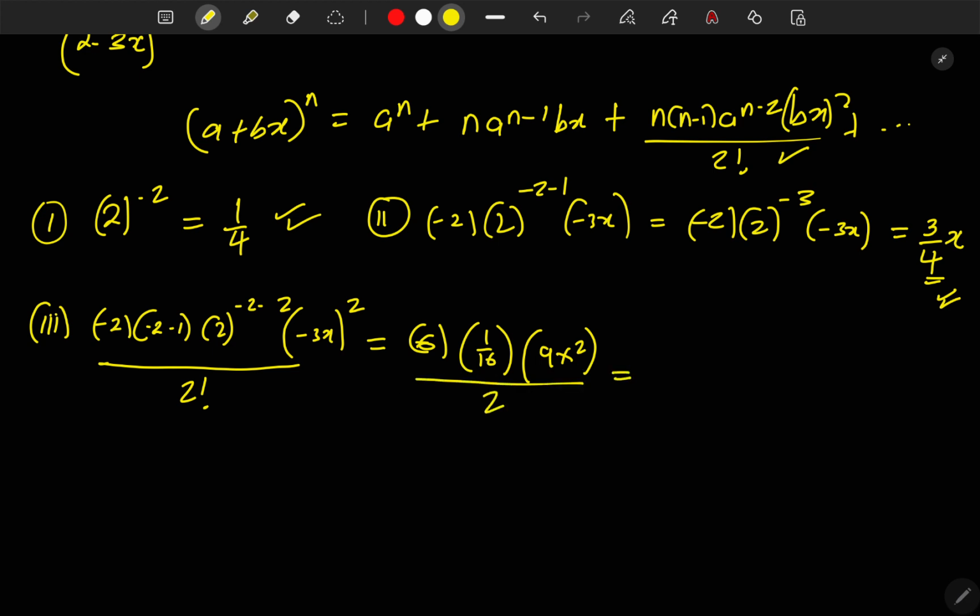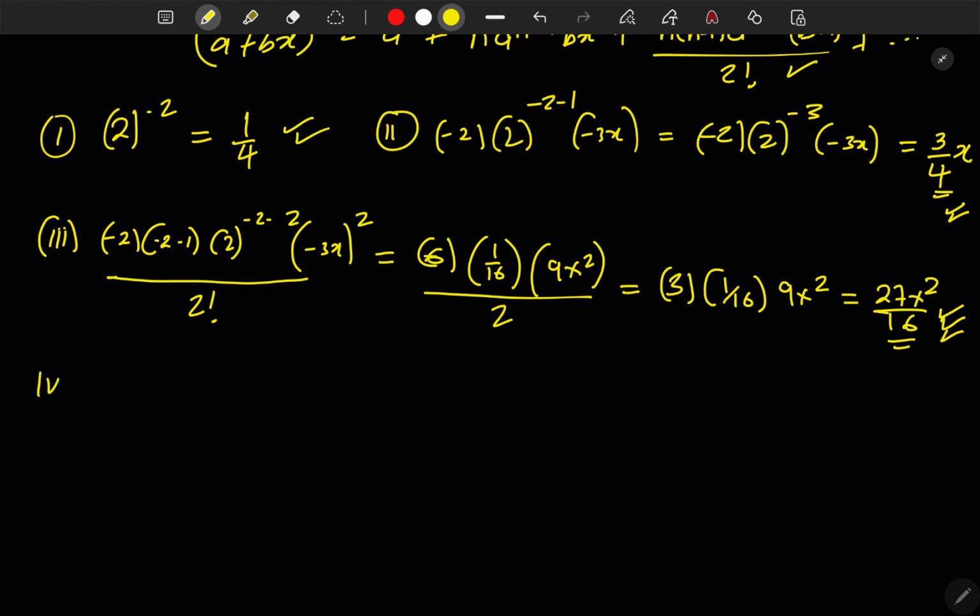We can move on and evaluate. 2 can go into 6 3 times, so we get 3, 1 over 16, 9x squared. So 3 times 9, we get 27x squared over 16. Can we reduce this? No, it's fine. So that's the third term. We keep it. We go to the fourth term.